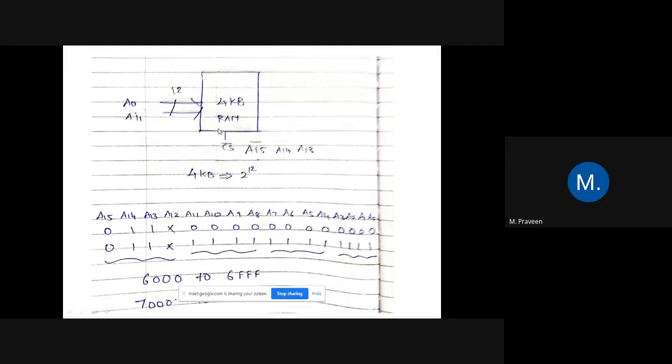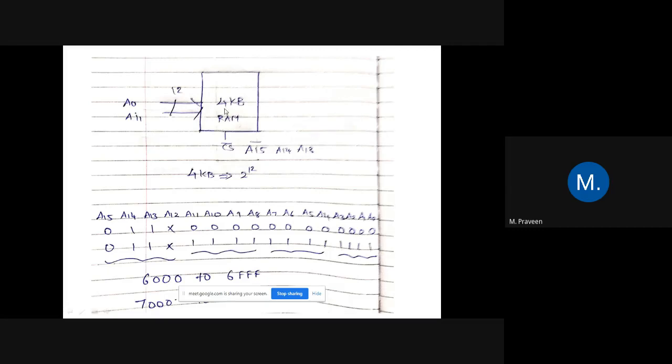Now what we have to do is write the 16 address lines, starting from A0 to A15. Already A0 to A11 pins are given for the address bus, and pins 13, 14, 15 are connected to chip selection. The only pin which is unused is A12. After writing A0 to A15, we have to write the address of the memory. Here the address bus is A0 to A11, so totally 12 address pins are there. These 12 address pins are used to access the data from memory.